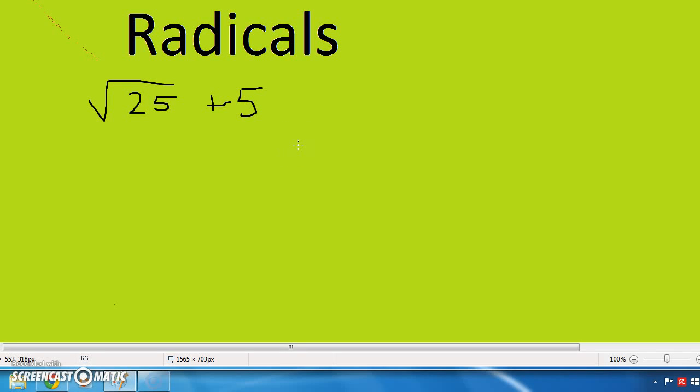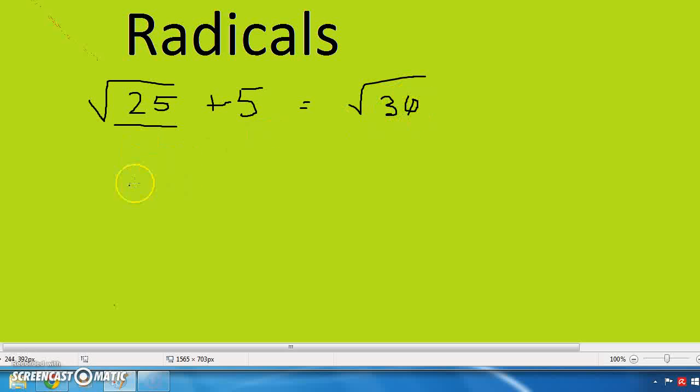So I just wanted to point out something I didn't go over last time, and that's whatever is inside this radical here is inclusive. You can't add something to it. Whatever's under it, that's it. You could separate it by multiplication, but you can't add to it. So this wouldn't be the square root of 30. This is the square root of 25 plus 5.